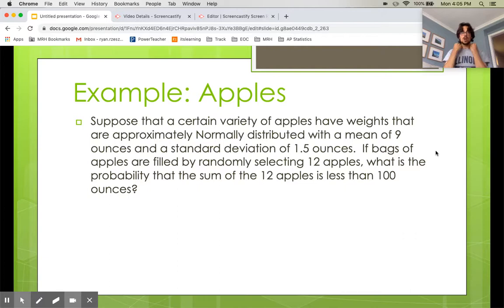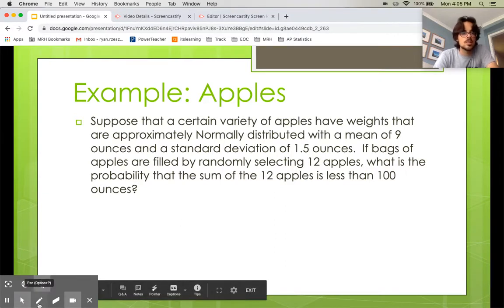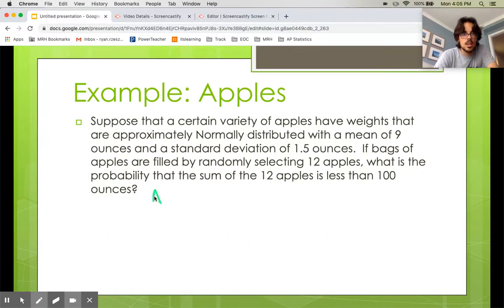But we're going to talk now about a bag of apples. The bag of apples has 12 different apples in it. Each apple follows an approximate normal distribution. The mean of an apple is 9, and the standard deviation is 1.5. So I'll define a variable here. Let's say A is the weight of an apple. The mean of A is 9, and the standard deviation for A is 1.5.